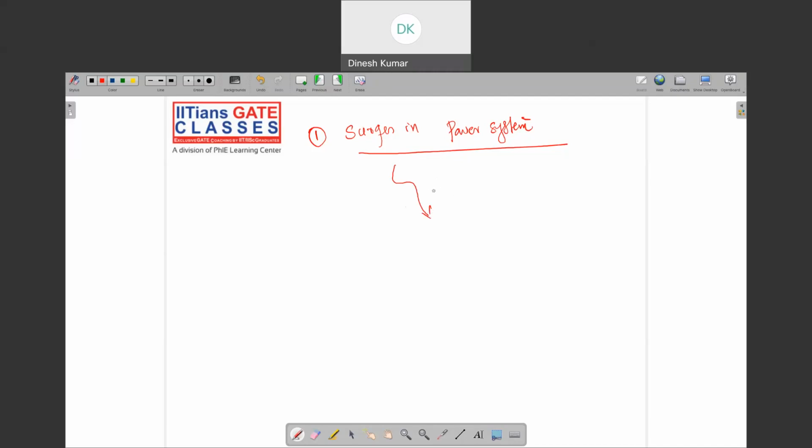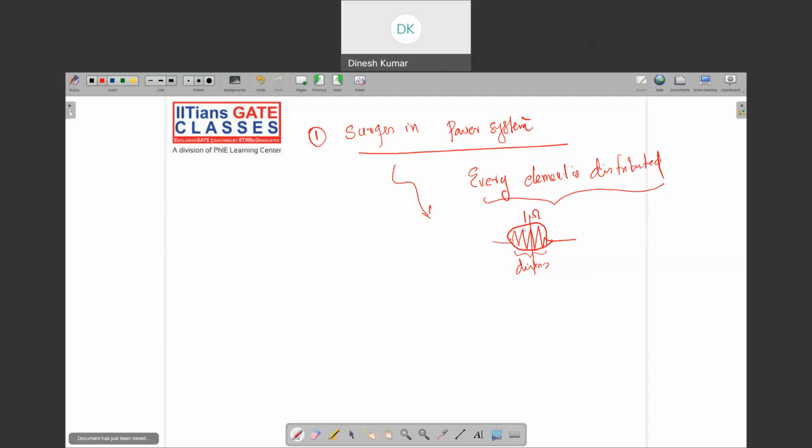So what is the basic difference between lumped and distributed? Assume that every element in a power system is distributed. Even if you consider a resistor, this resistance is also distributed. If I say 1 ohm, where is this 1 ohm? It is distributed across the element. It is not at the center, with the center being 1 ohm and others 0 ohm. No, it is distributed.